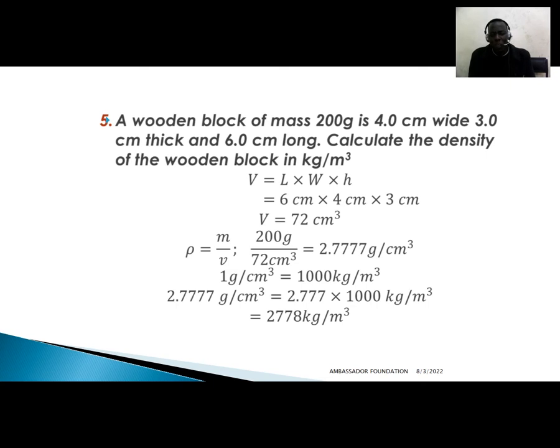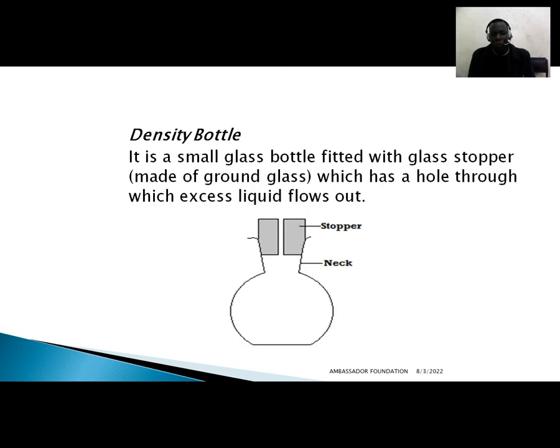They are very simple. Now let's get to what we call the density bottle. And here I urge you to just listen to it keenly. Density bottle is a bottle that is used to find the density of solids and liquids. That is what a density bottle does, and that is the diagram of a density bottle.